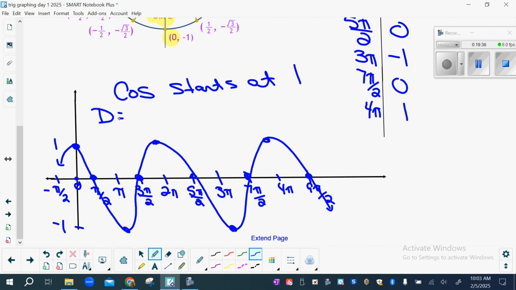What's our domain? Our domain is all real numbers. We can go left and right forever. What's our range? Our highest and lowest. Lowest is -1, highest is 1. Are you good?